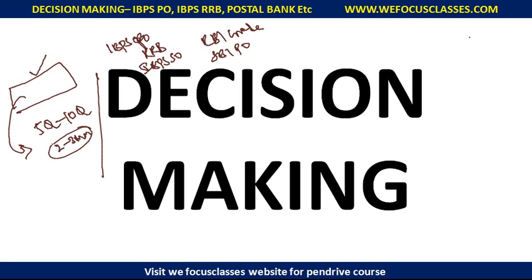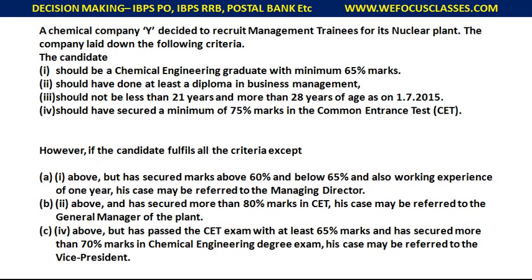Okay, now we'll look at the question first, then we'll discuss the concept. Yeah, this is how the question will be given to us friends. Just look at the question. So here some information is given, a chemical company, something is given, and followed by some other conditions are given. Generally the problems from the decision making will be about recruitment.